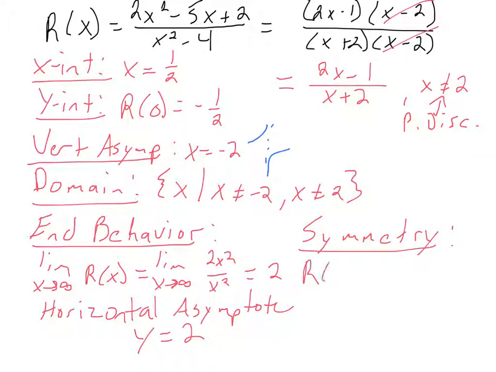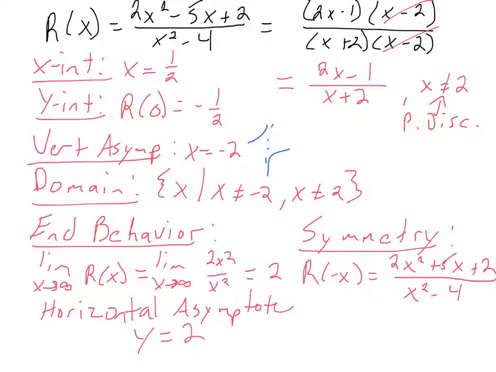R of negative x is going to give me the 2x squared is not going to change, right? But the negative 5x is going to become plus 5x. The positive 2 is not going to change. And on the bottom, the x squared is not going to change. So that's neither even nor odd.